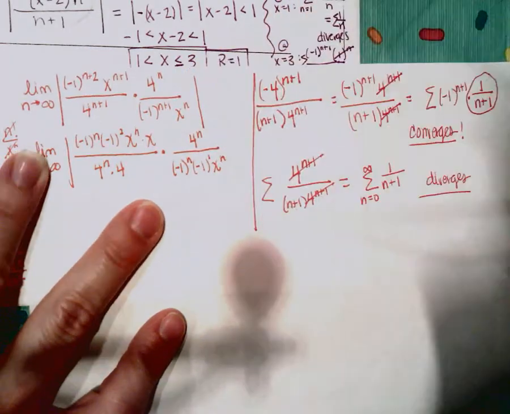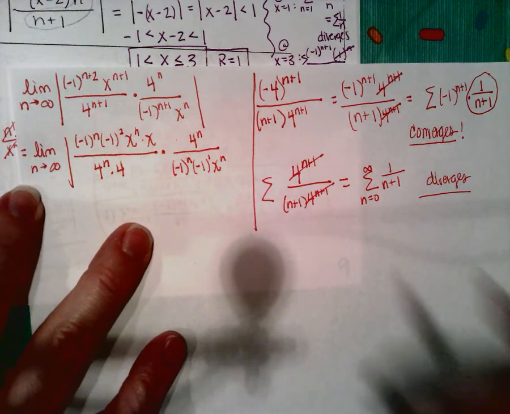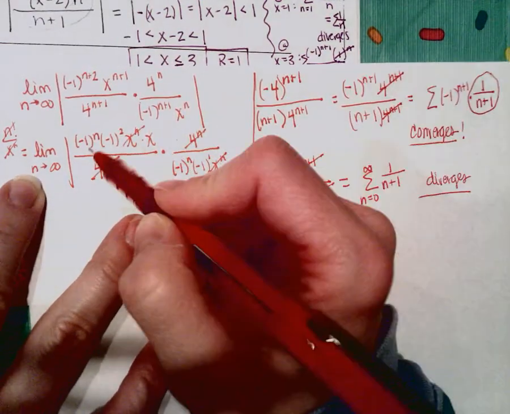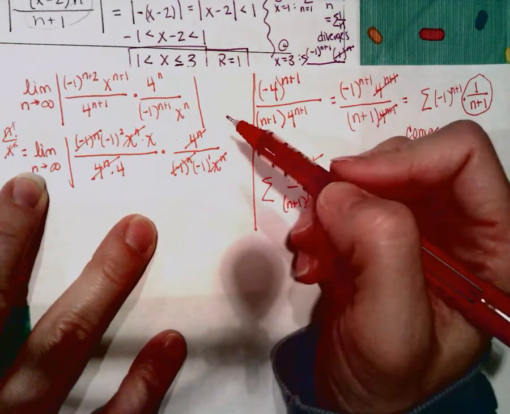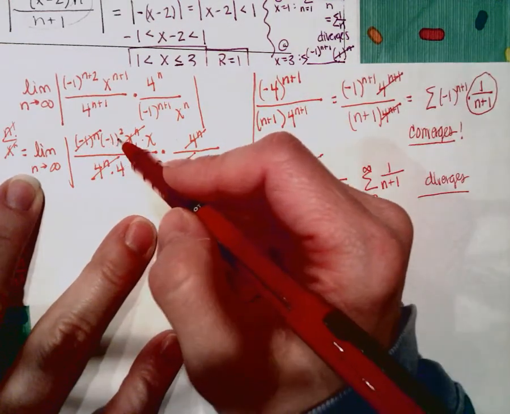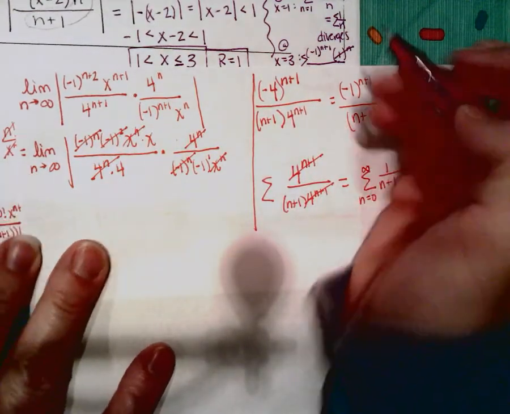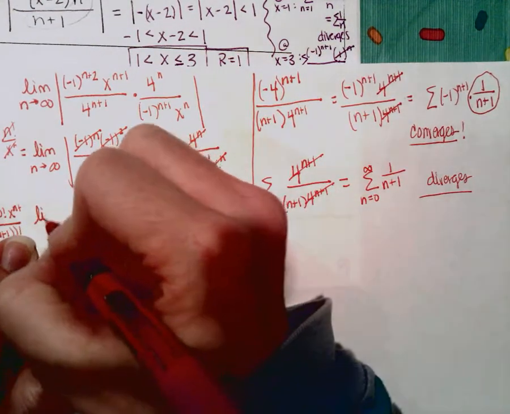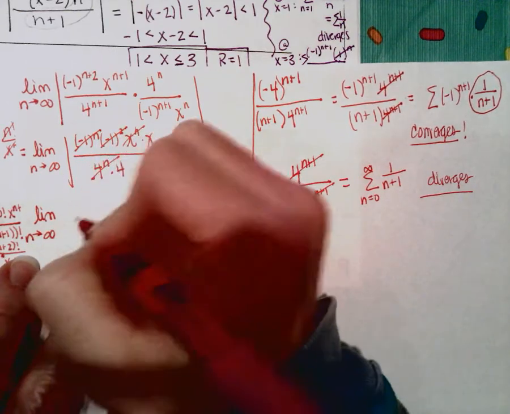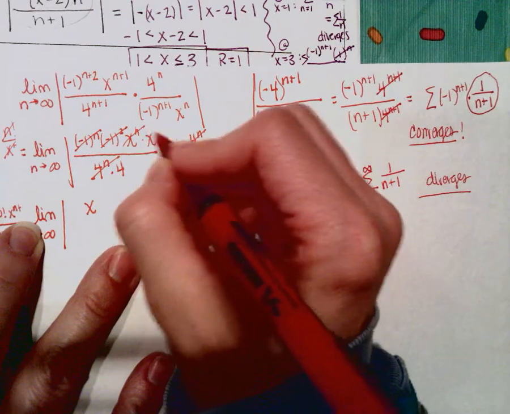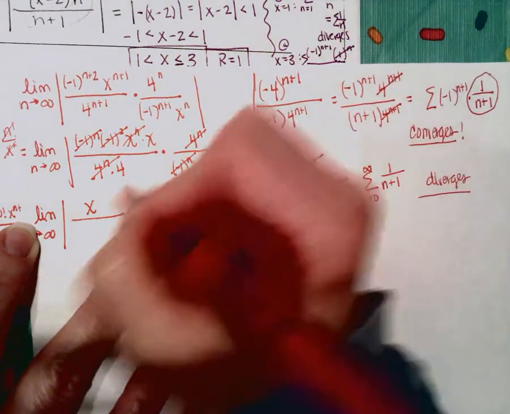Okay. So the 4^n's cancel, the x^n's cancel, the (-1)^n's cancel, and then this (-1)^2, that's just 1. I'm just going to cancel that out also. So I'm only left with the limit as n goes to infinity of the absolute value of x. On the top, that's all I have. On the bottom, I have a -1 and a 4, so over -4.